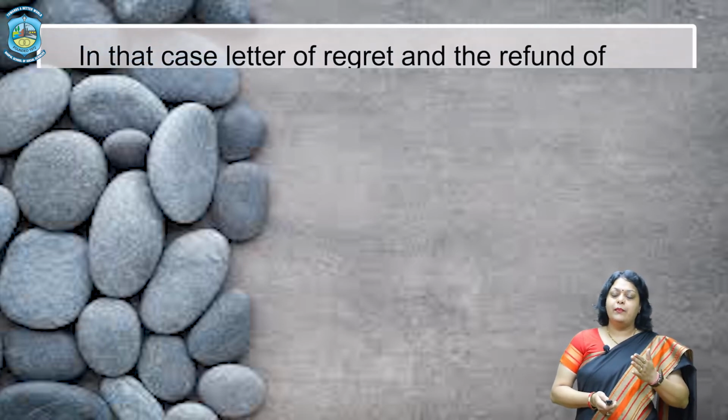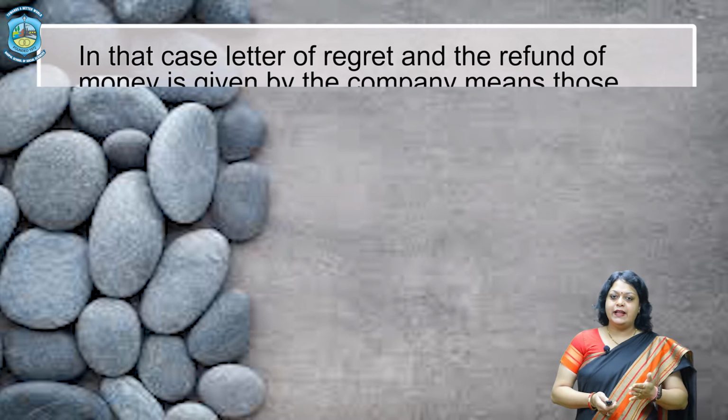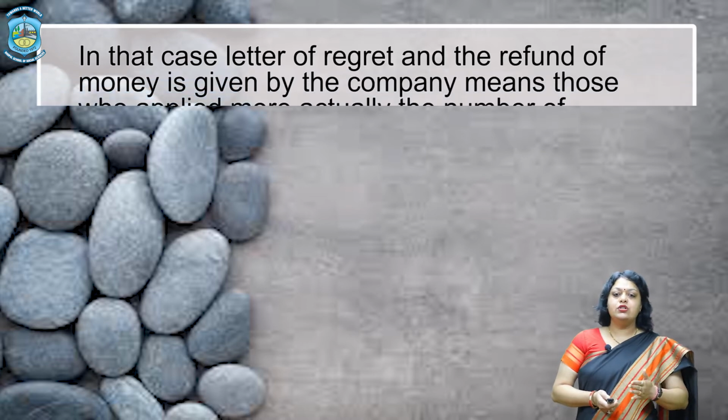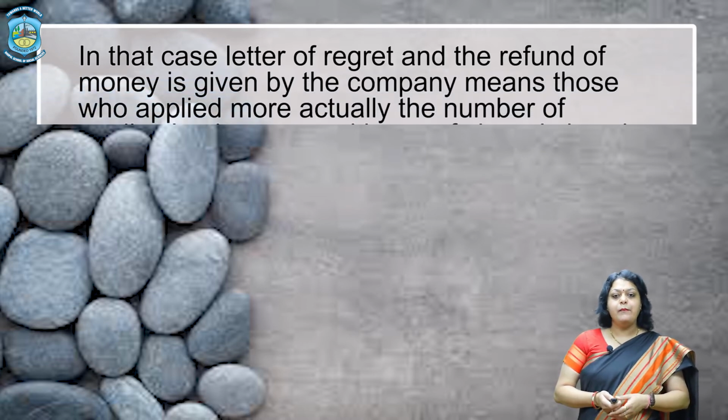This means that those who applied, the number of shares is less and the applications received are more. In that case, the company is not going to issue shares to all the public. So, in that situation the company applies a pro rata basis, that is, a proportional distribution of the shares to the public. First, a letter of regret is given by the company to those members of the public who are not getting any shares, and the money is also refunded to them.